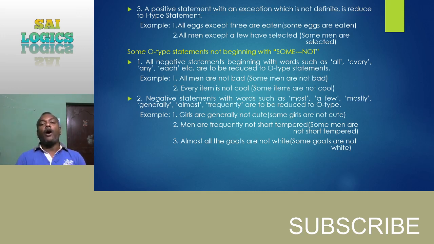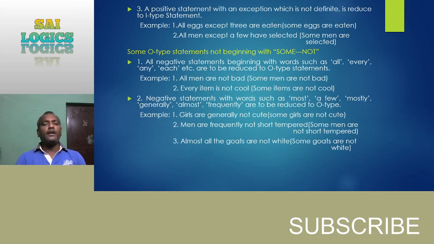You see, number 1, all negative statements beginning with words such as all, every, any, each. In the all case, what we have seen, all positive statements beginning with each, every, any are to be converted as all. Now here negative statements we are rewriting as some not. Example, all men are not bad. Condition 1, negative statement. Since not is there, it is a negative statement. So the sentence should start with all. Yes, it has been started with all. Now it can be reduced to some not. We can write like this: some men are not bad.